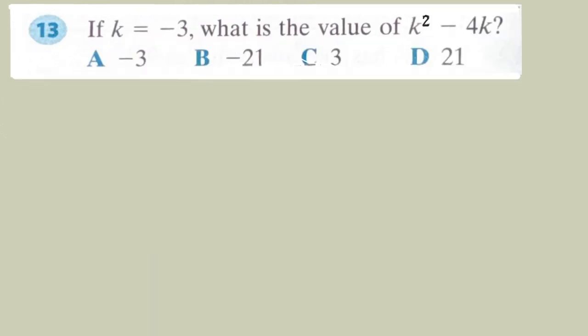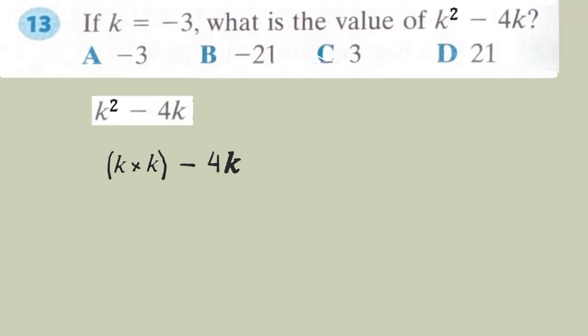If k is negative 3, what is the value of k squared minus 4k? So when you see k squared, that means there must be 2 copies of k multiplied together. And we continue writing minus 4k. And now we will need to substitute k is equal to negative 3. And now we have negative 3 times negative 3. And we're going to take away 4 times negative 3.